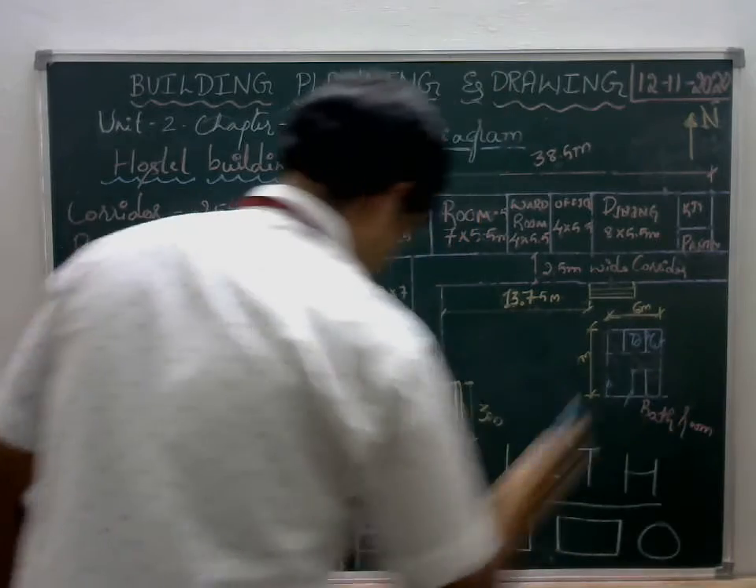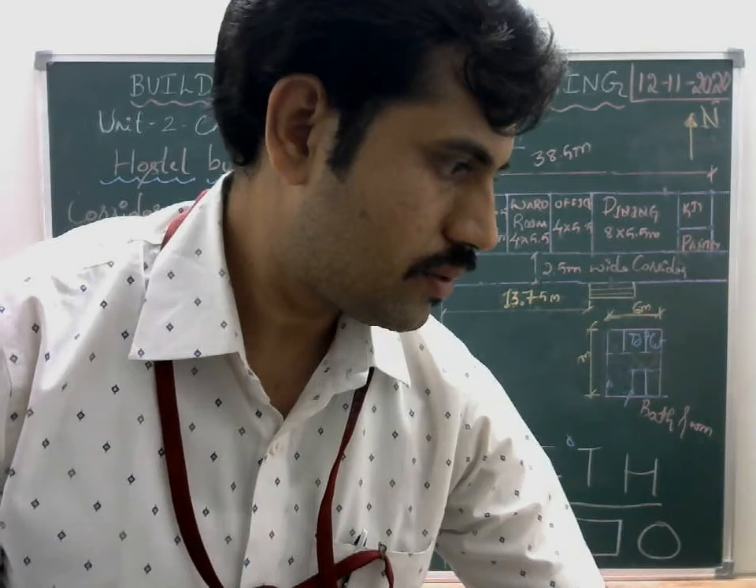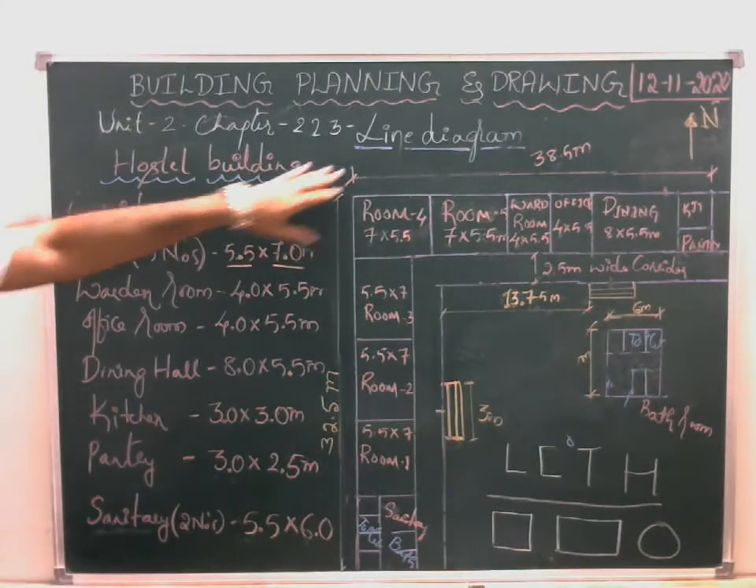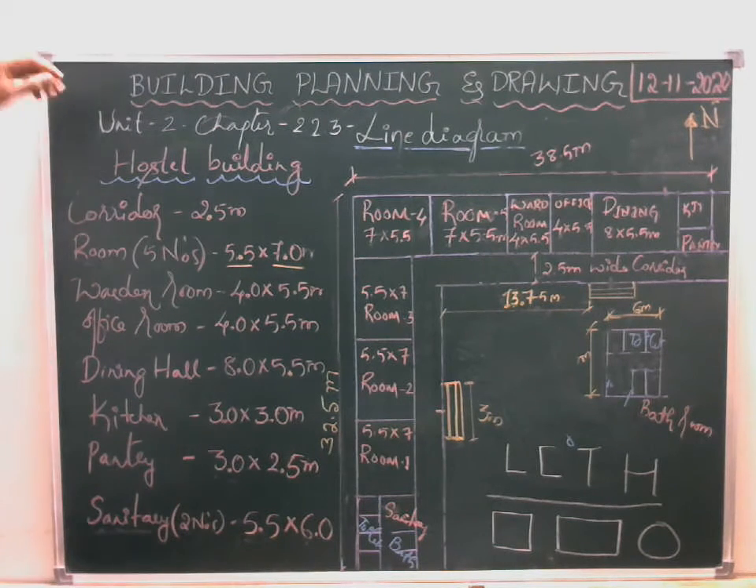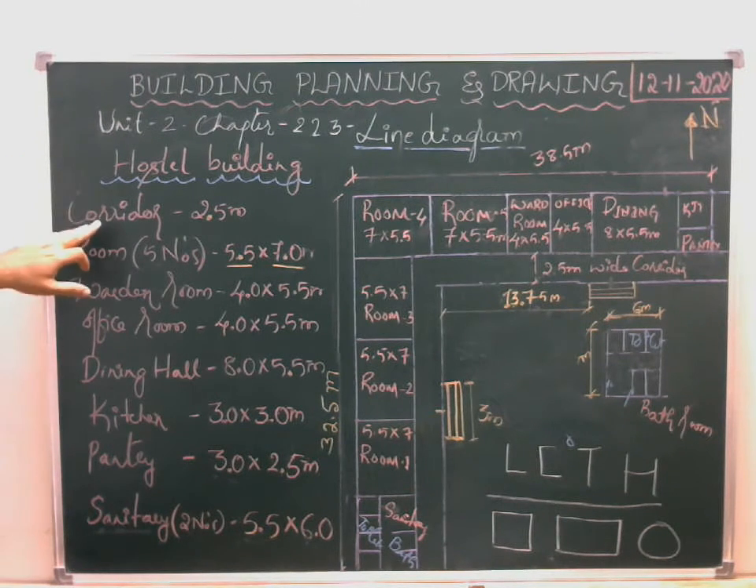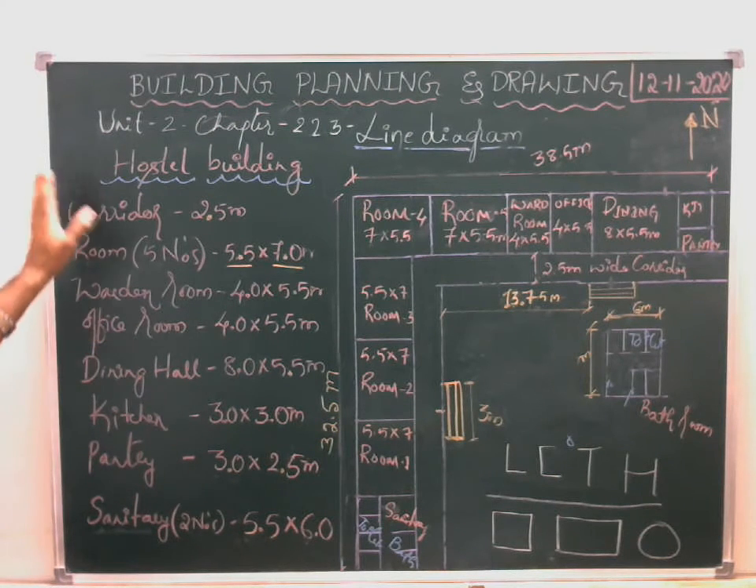Okay, apart from this, now I am going to explain how to draw a line diagram for the given data. I have written it already in order to avoid wasting time. So these are the dimensions they have given. Basically, as an engineer or a draftsman, we have to know what the dimensions are.